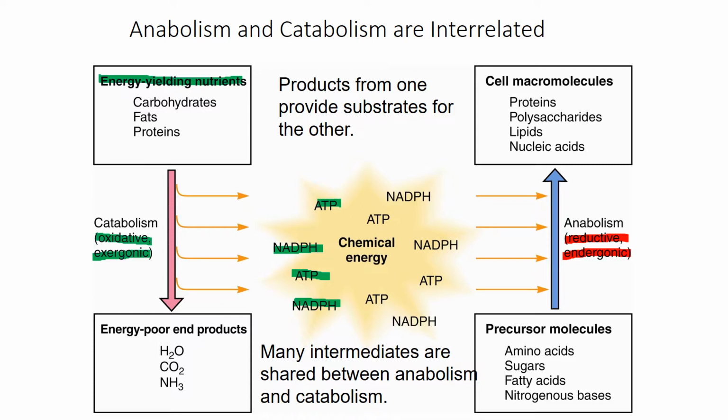So on this side of the figure, again, we have the reductive processes, or the biosynthesis processes. Here's that word again. These are endergonic. So the precursor molecules here are individual amino acids, carbohydrates, fatty acids, and nitrogenous bases. From these, we can construct or build proteins, polysaccharides for storage of carbohydrates, lipids, and nucleic acids.